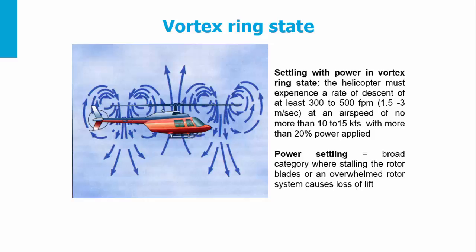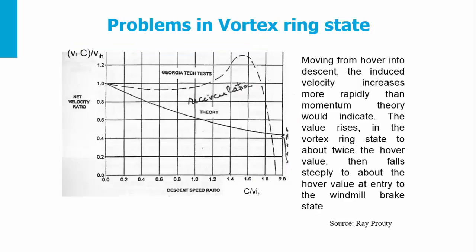However, in the vortex ring state, we can find ourselves in a problem of running out of power. Power settling is defined as a broad category of phenomena where stalling of the rotor blades is happening and the rotor system is losing lift. What are the problems in the vortex ring state that we have as engineers?